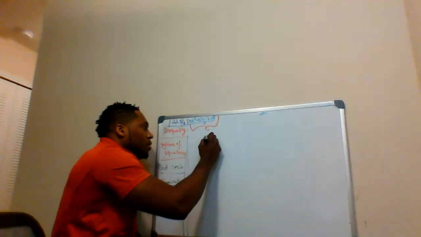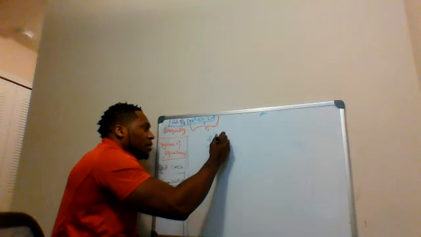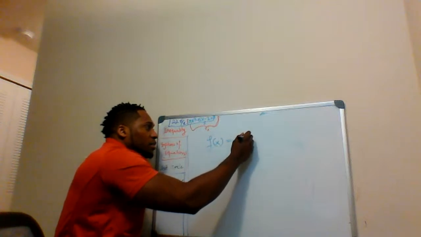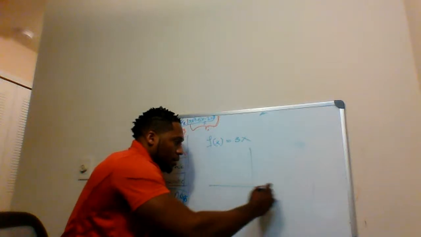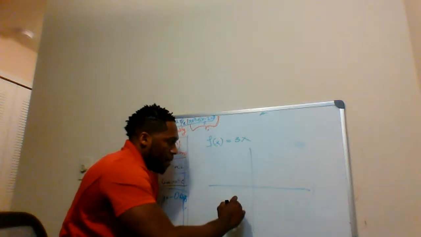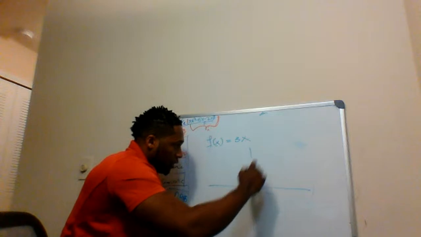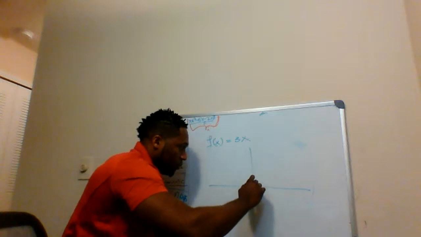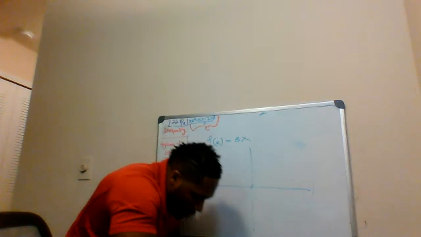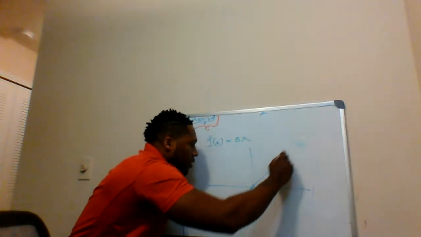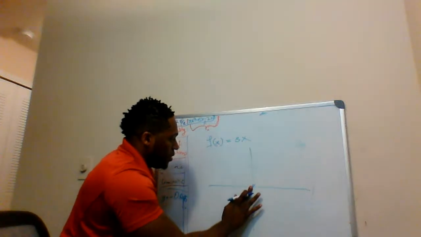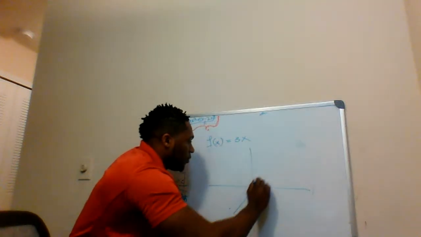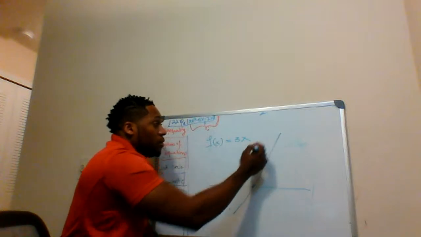So think about a function, let's do f of x is equal to 3x. All right, so that's a line. That's a line with the slope of 3 that passes through the point 0, 0. Let me see if I can find a different marker. That's a line with a slope of 3 that passes through the point 0, 0.